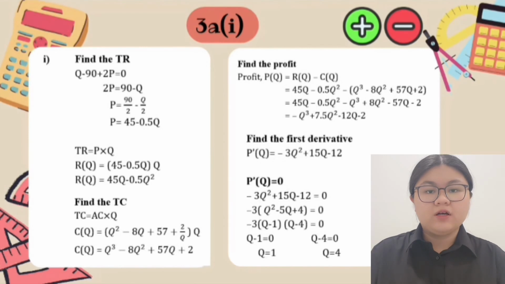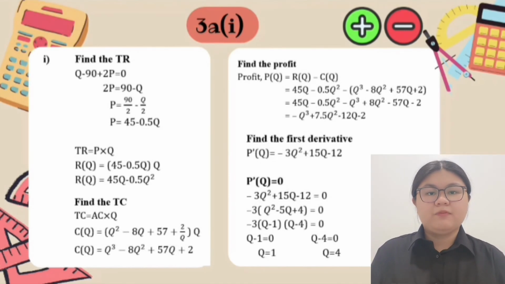Next, we find total cost by multiplying the average cost by Q, and we get Q to the power of 3 minus XQ squared plus 57Q plus 2. Now, revenue minus cost, which is 45Q minus 0.5Q squared minus Q to the power of 3 plus XQ squared minus 57Q minus 2, gives us the profit function: negative Q to the power of 3 plus 7.5Q squared minus 12Q minus 2.